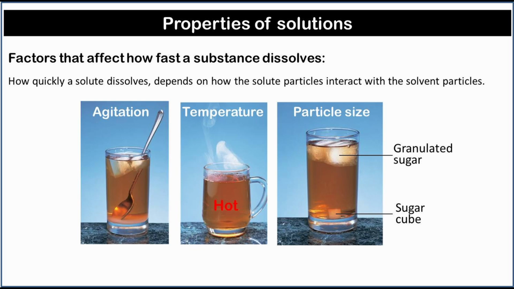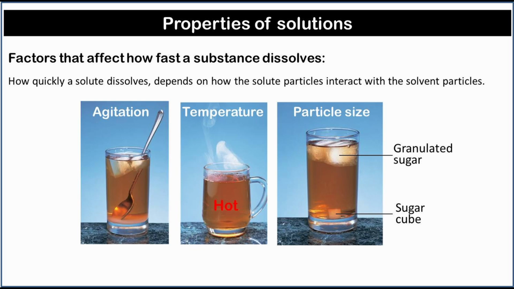What happens when you add sugar to tea? Sugar dissolves faster when you stir the tea or when the tea is hot. Granulated sugar dissolves faster than sugar cubes do. The following factors determine how quickly a solid solute dissolves.